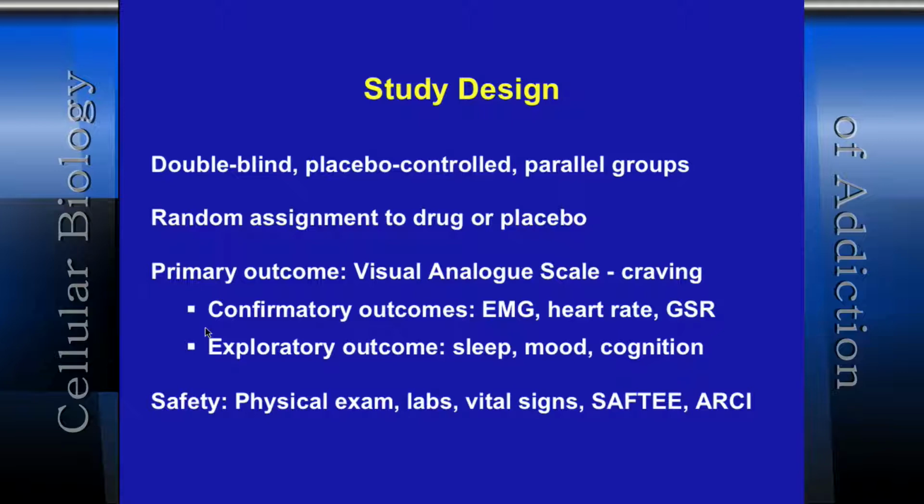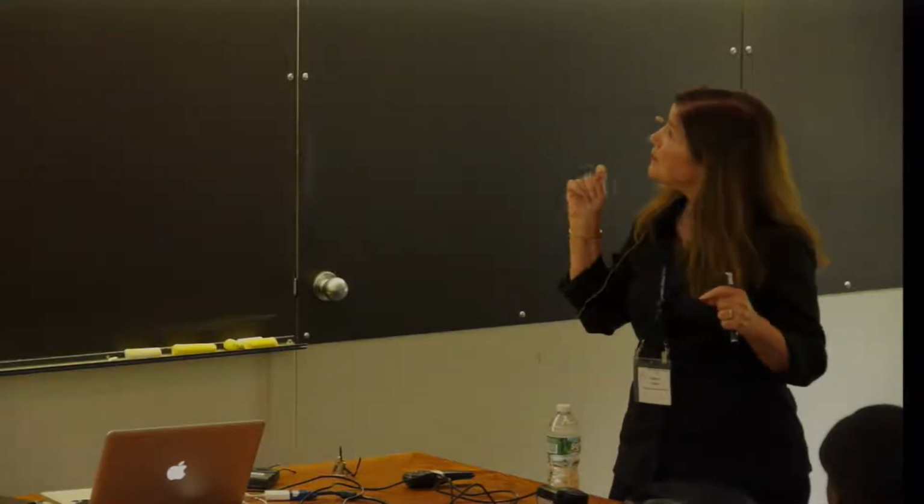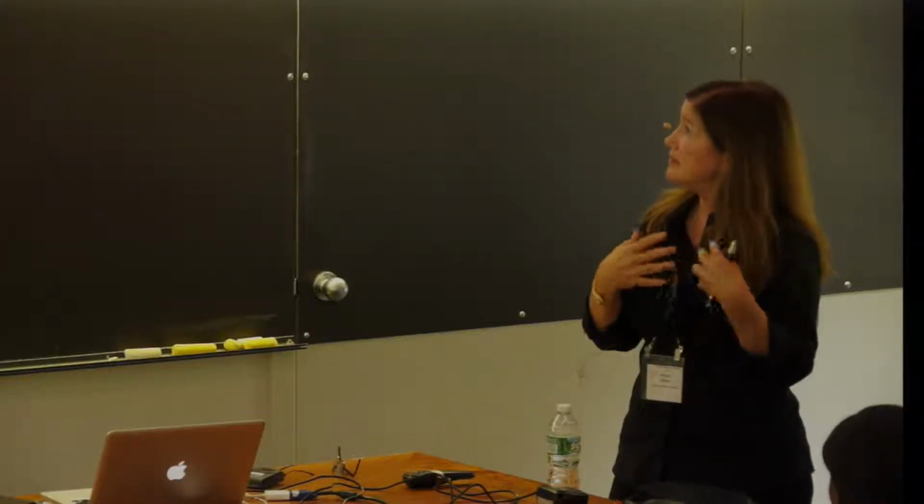So you have to do parallel group comparisons of your drug and placebo, and so people are randomly assigned. We do very quick visual analog scale assessments with just a click of the mouse so that we keep them in the cue-induced state. And they are in a lazy boy lounger with the electrodes attached to the corrugator and zygomaticus muscles, and the skin conductance and heart rate measures.